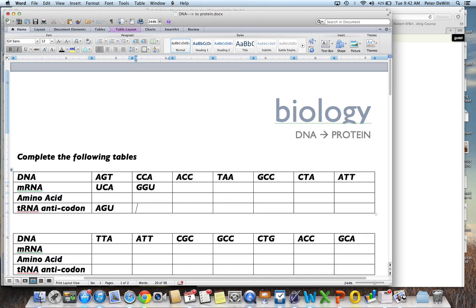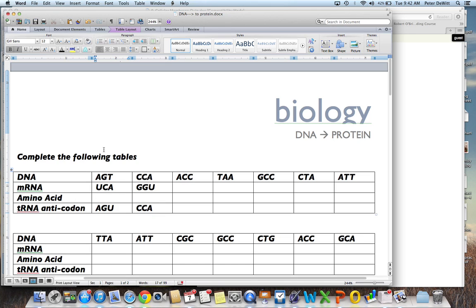Okay, how about here? Well, what goes with G? C. What goes with G? C. What goes with U? A. Notice in this case, it's actually exactly like the parental DNA. So CCA is complemented by an mRNA codon of GGU, which is complemented by a tRNA anticodon of CCA. I think you get the idea.